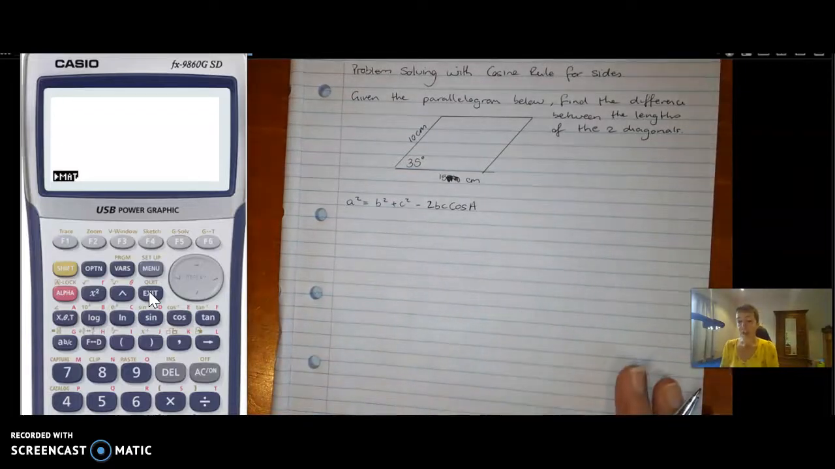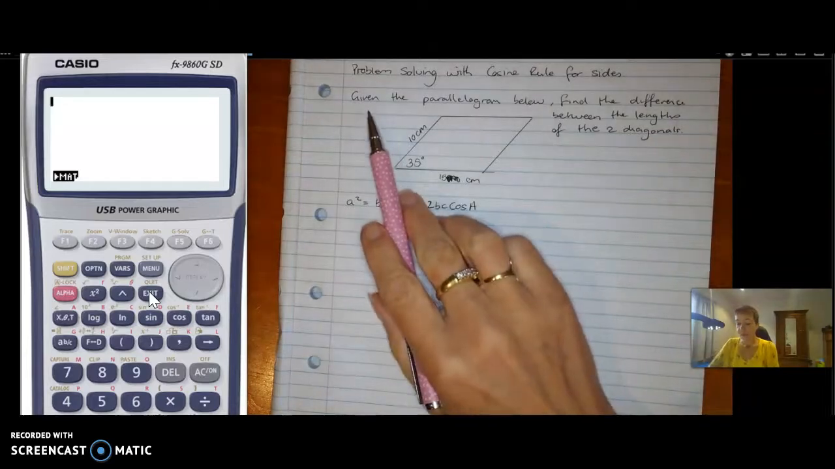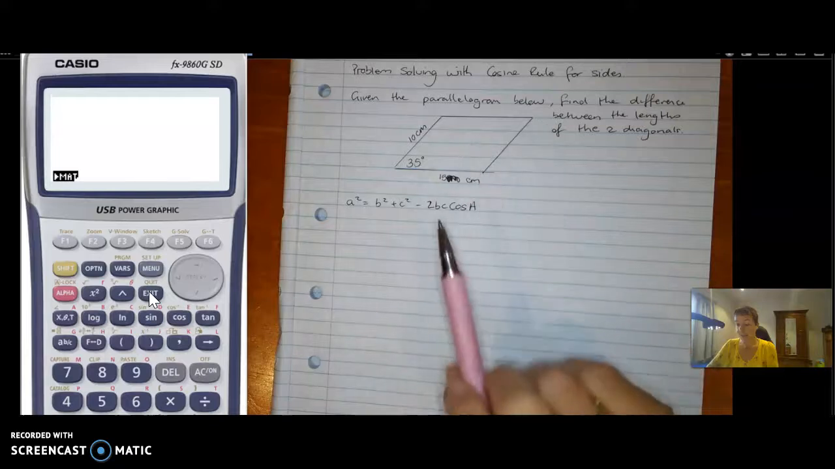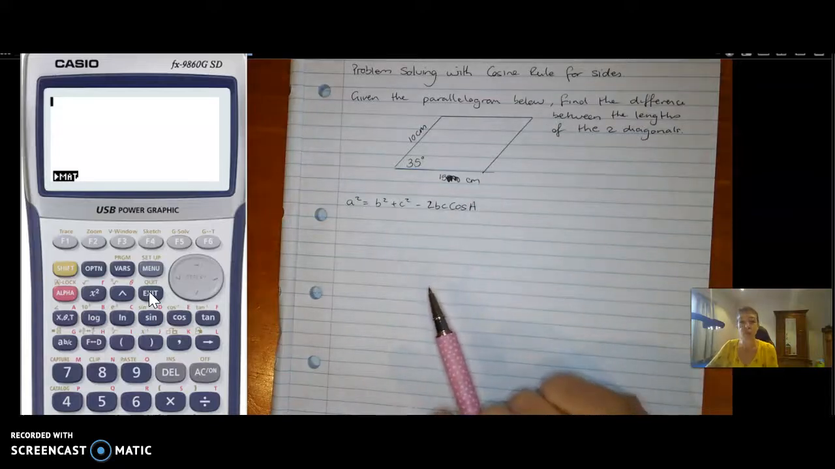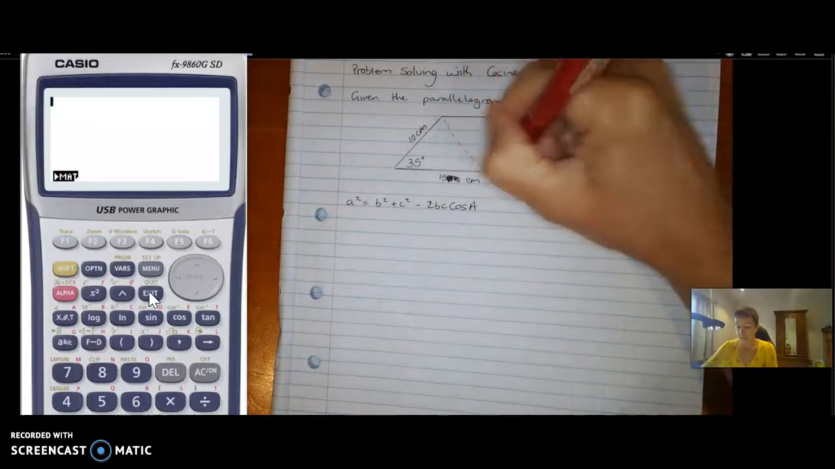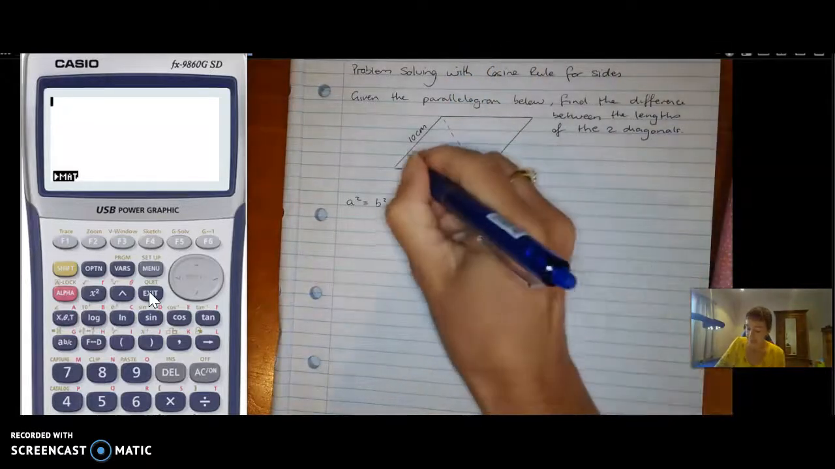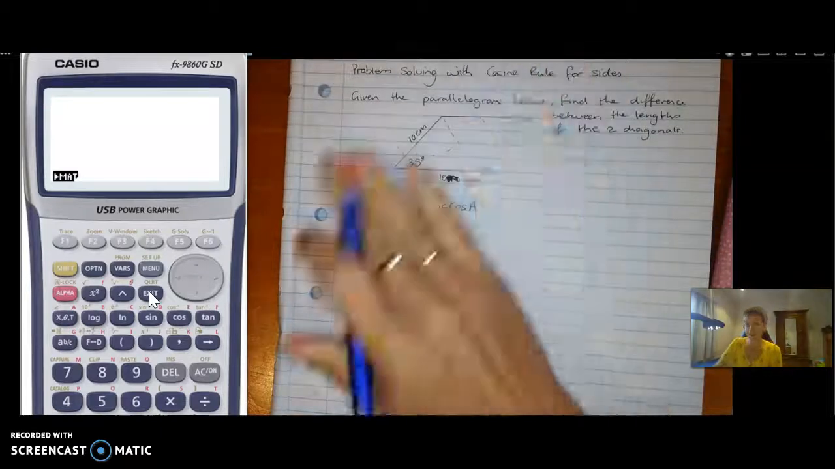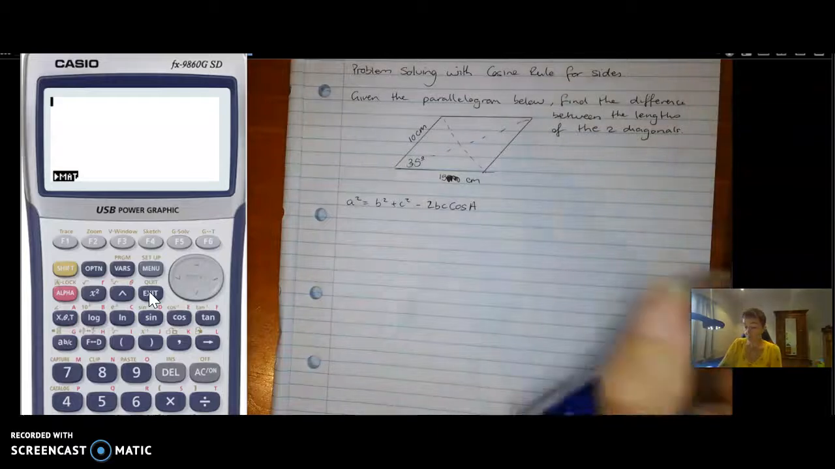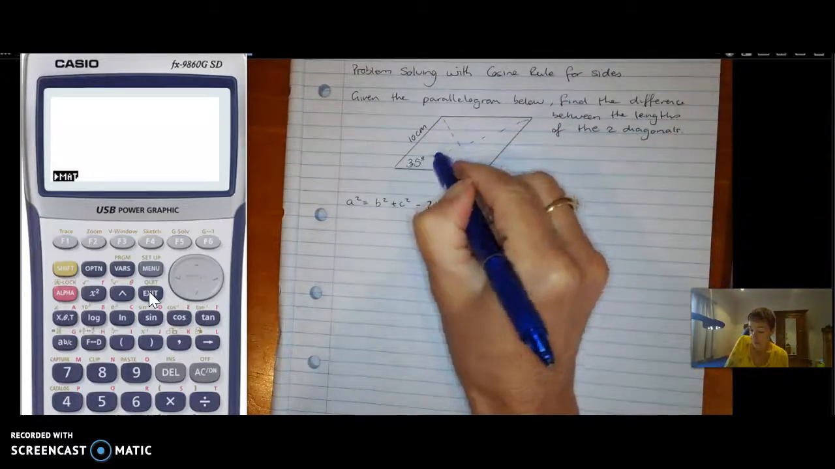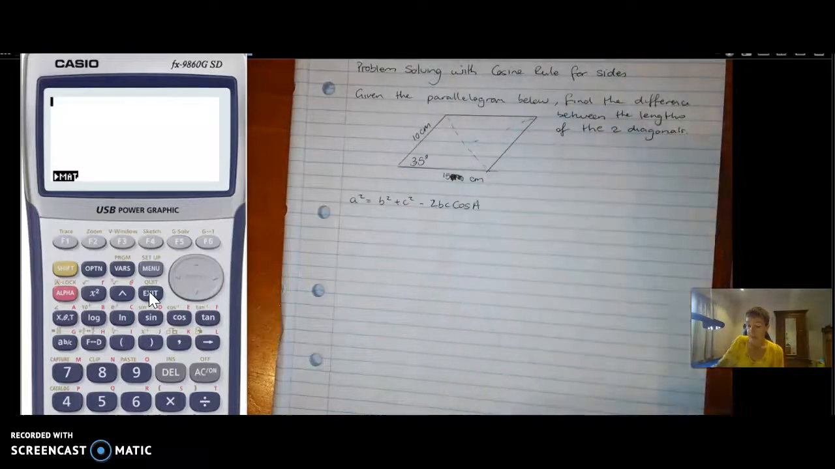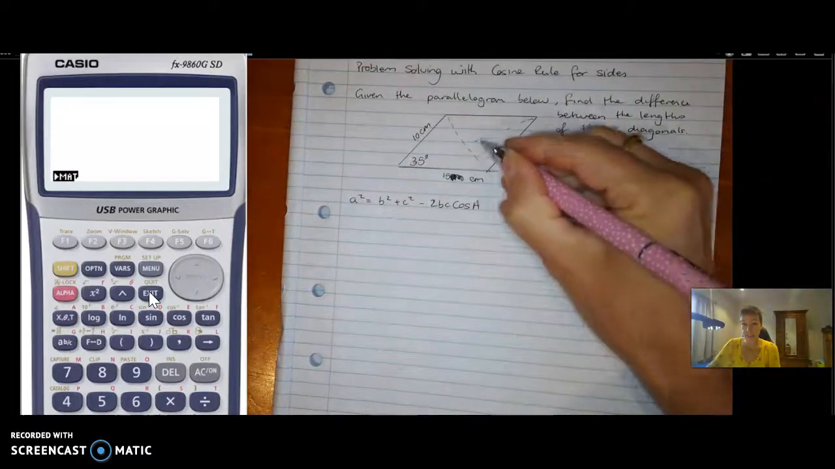Having a look at the problem: given this parallelogram with a 35 degree smaller angle, find the difference between the lengths of the two diagonals. So there's going to be a diagonal here, a straight line obviously, and a diagonal there, and they're wanting to know the difference between the two. Let's start off by looking at just this triangle right here for now.